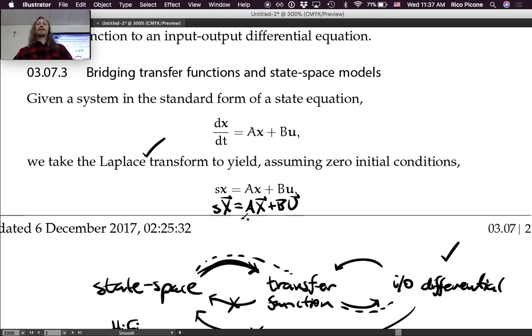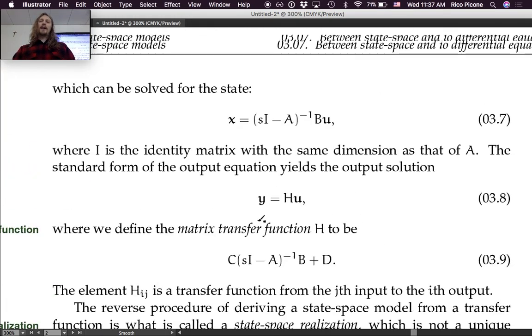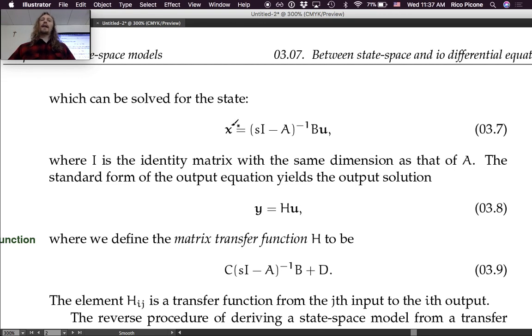It's a matrix equation, but a little pretty basic linear algebra gives us the solution for X, which is that X, once again capital X, and capital U, is equal to (sI minus A) inverse. So I here is the identity matrix, with the same dimension as that of A. So you have to do that algebraically. In linear algebra you might be familiar with this procedure.